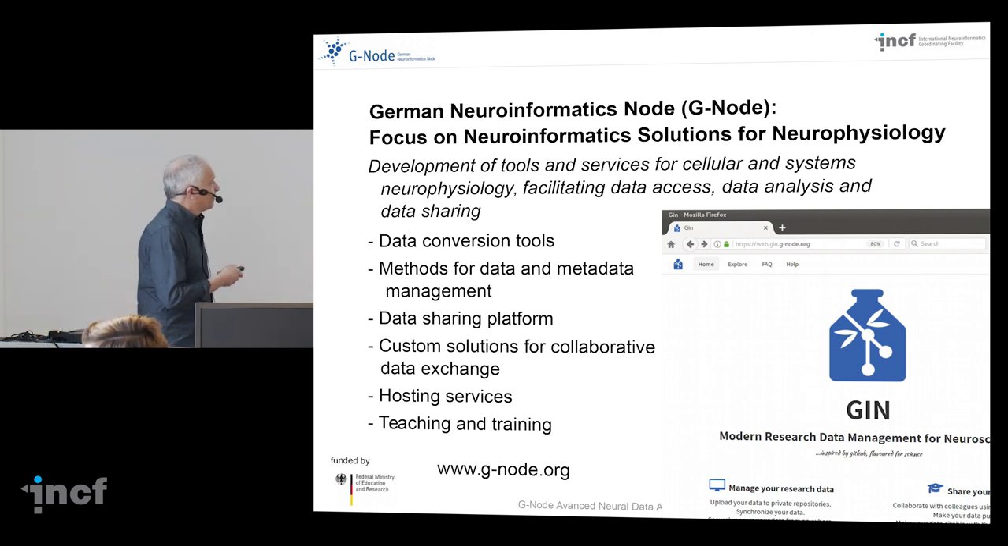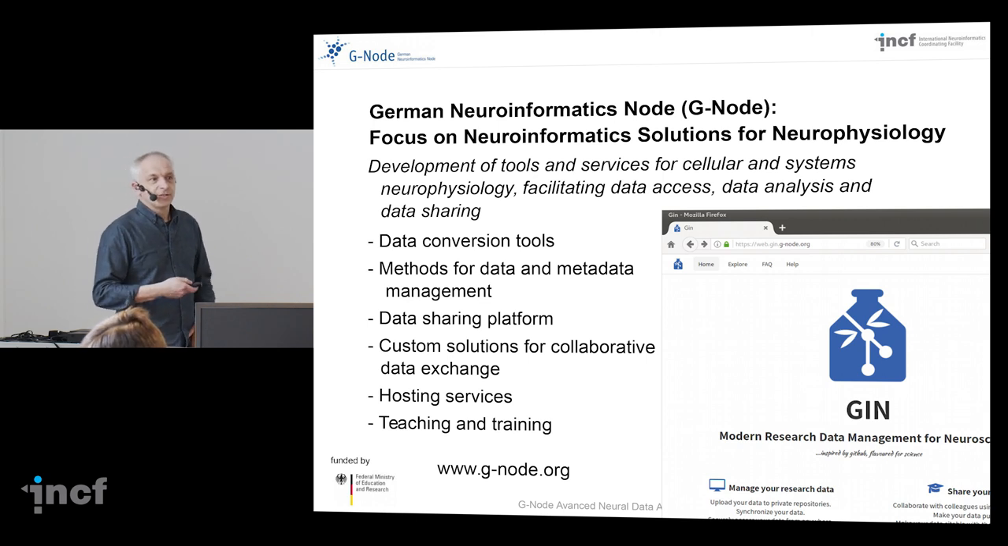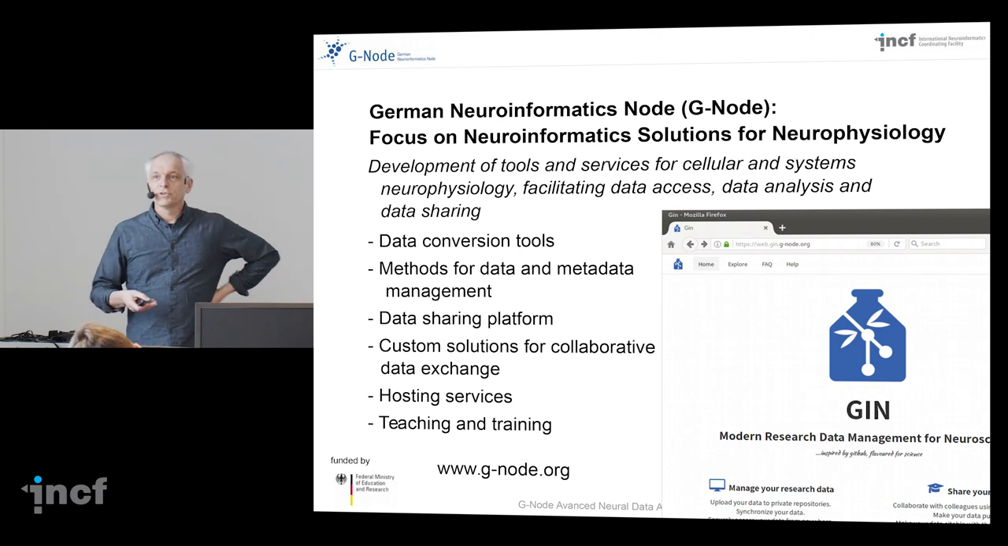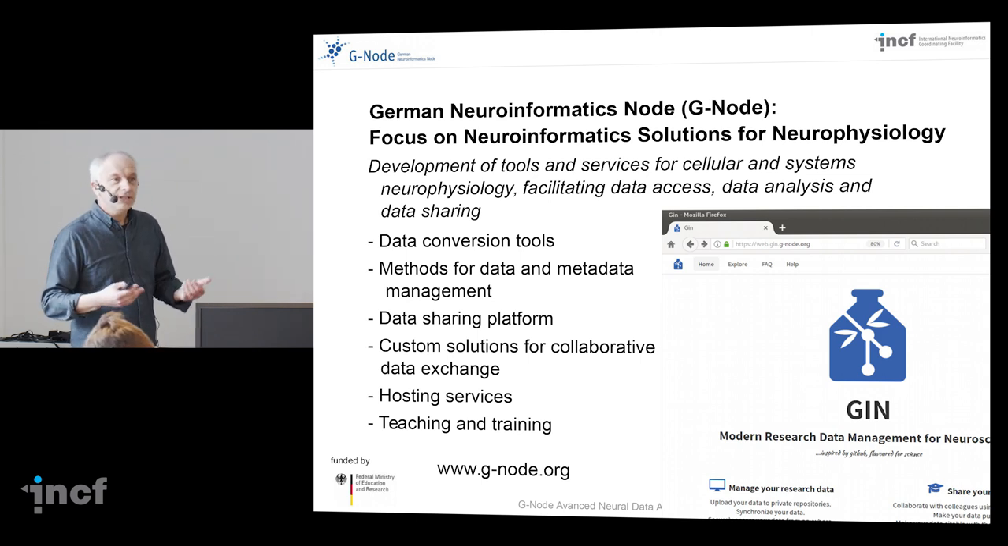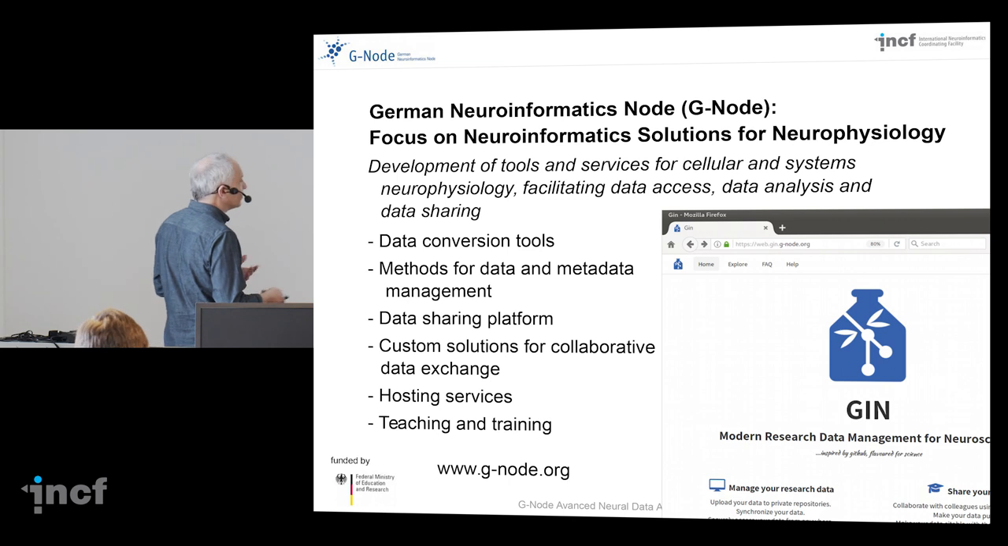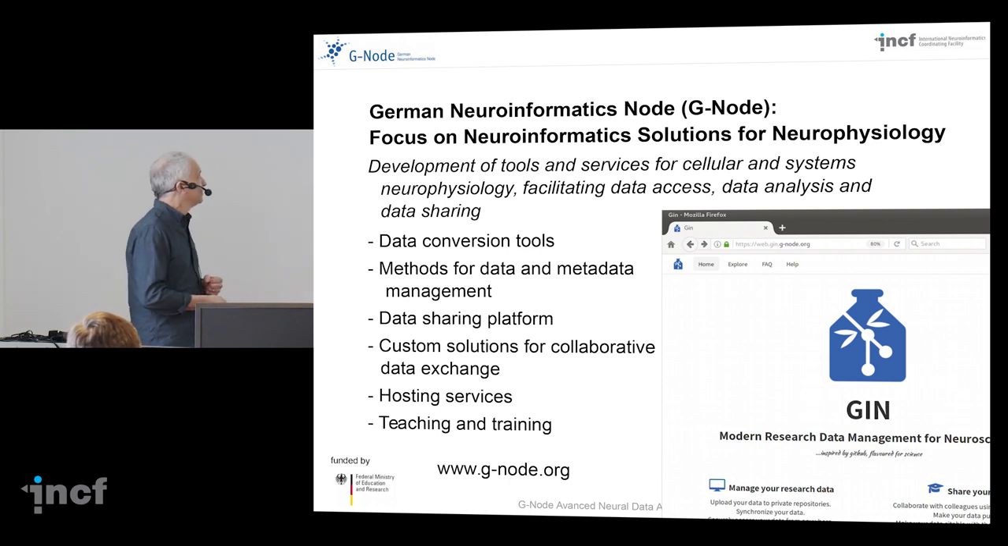So over the years, we've been working on solutions at several levels. We've been creating data conversion tools to make it easier for scientists to read data in different formats, or convert data from different formats.